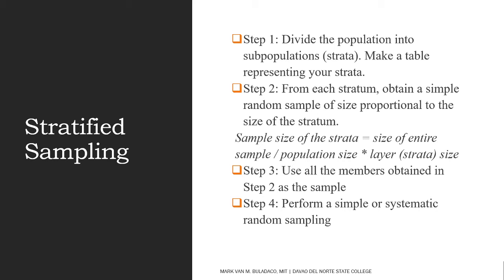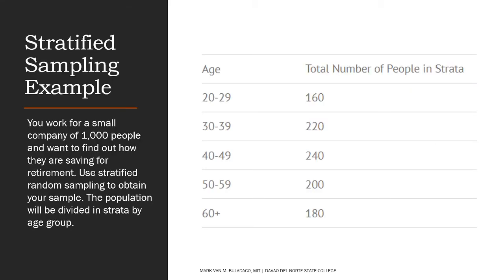So for example, you work for a small company of 1,000 people and want to find out how they are saving for their retirement. You use stratified random sampling to obtain your sample. The population will be divided into strata by age groups. There are 5 age groups: 20 to 29, 30 to 39, 40 to 49, 50 to 59, and 60 plus.